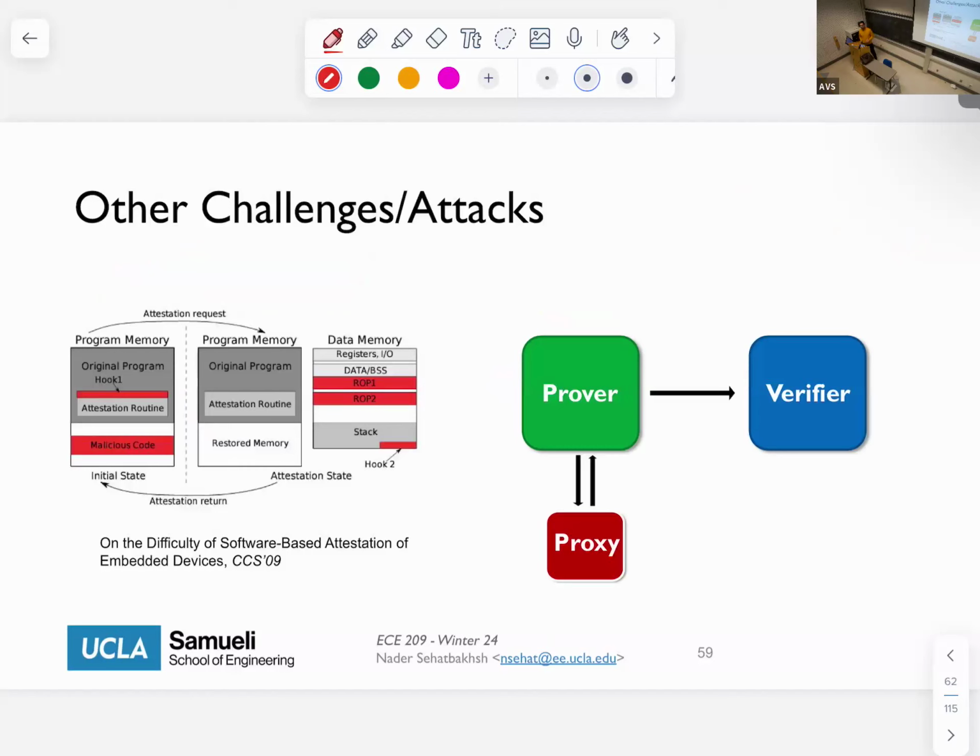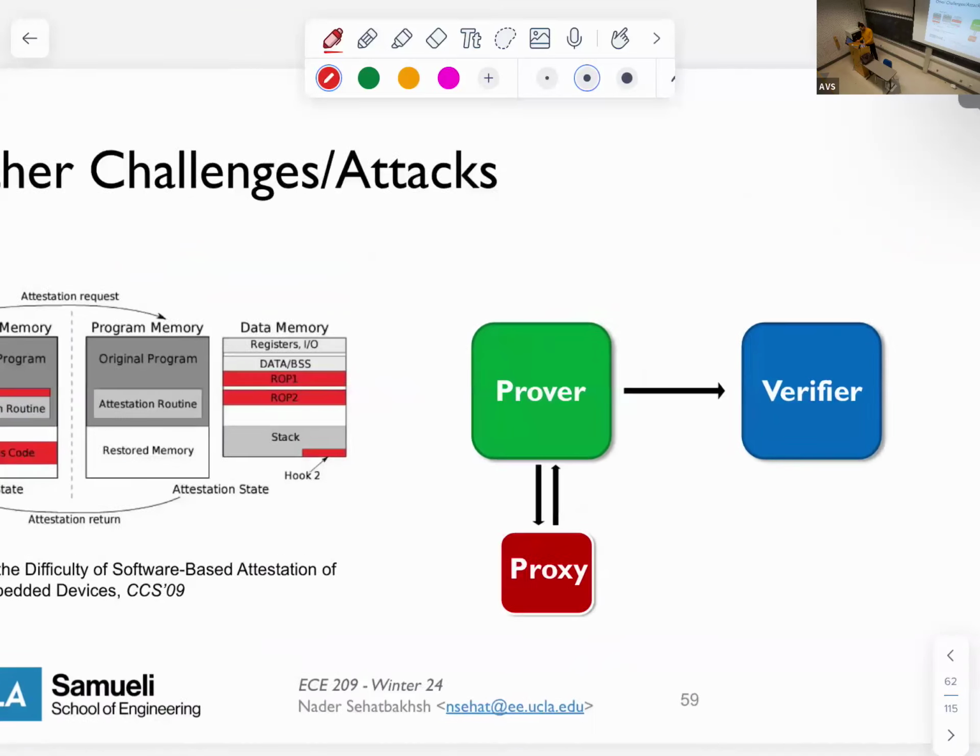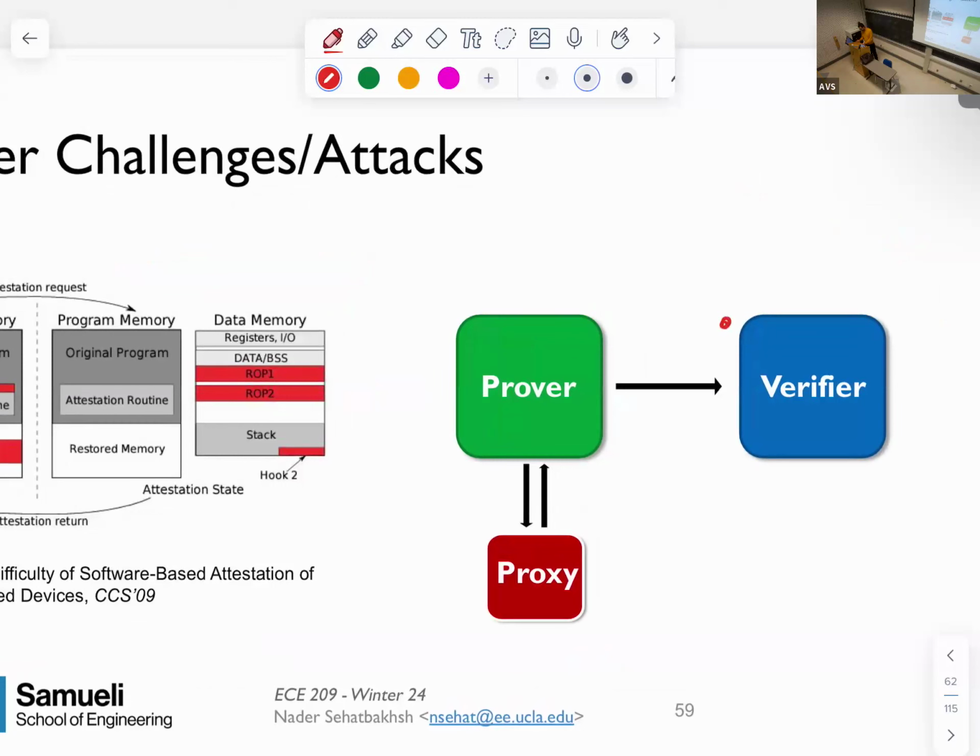The second challenge is what we call a proxy attack. The idea of the proxy is this: we are assuming that the verifier sends a request to the prover, and the prover computes something, and this is timed, and then it sends this to the verifier. We're going to say that if this time is larger than some threshold, we're going to detect it, and this is not trusted.